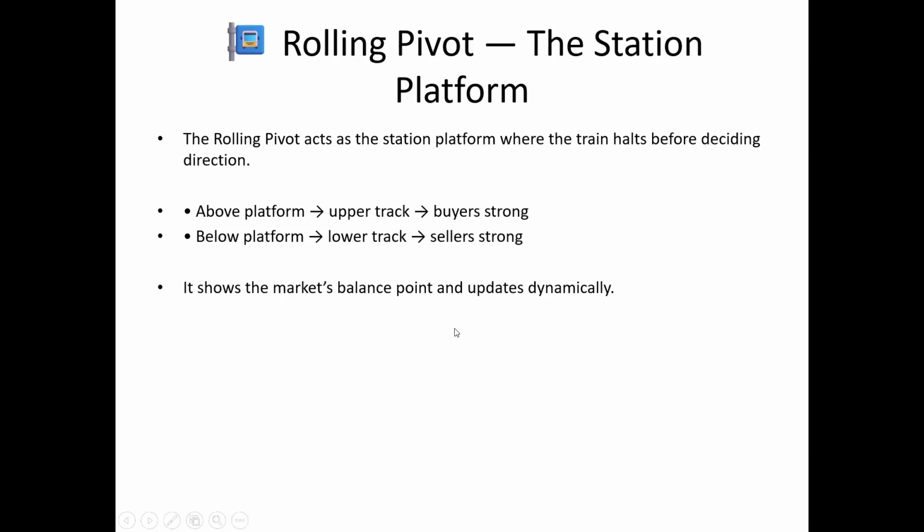It shows the market's balance point and updates dynamically. That is more important. It should be updated dynamically. It is not a classic dead pivot. It is a dynamic balance point. Dynamically it balances. It is like GPS for you people. GPS on the car, GPS for the train, everything.